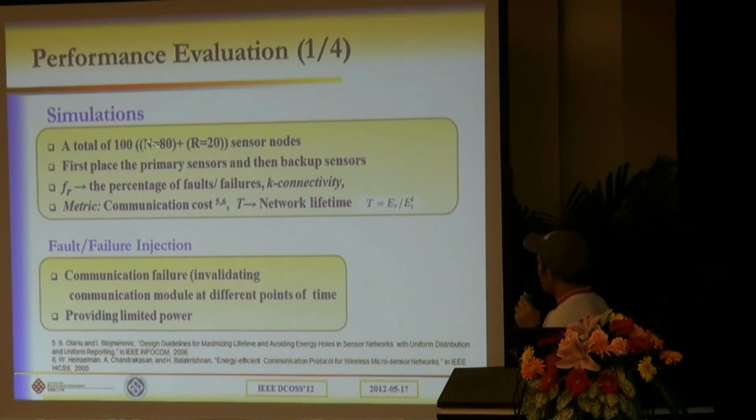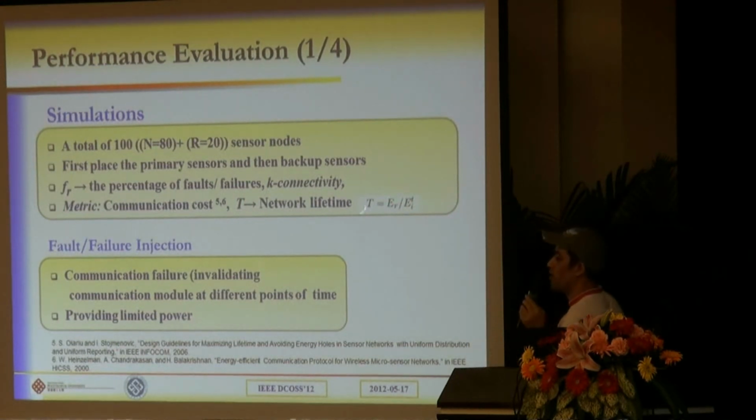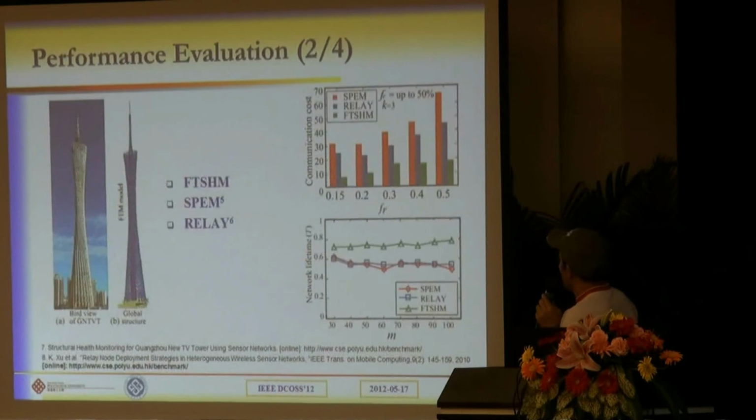Here we use 100 sensors. We consider N primary sensors and R backup sensors. So first we place these sensors, then we find some near optimal locations for the backup sensors. We calculate network lifetime and communications, and the network lifetime is calculated as the residual energy divided by the number of monitoring rounds, using some existing methods here. And this here is the SPM, an existing civil engineering method, accepted by Infocom 2010, and another generic WSN application, and this is our approach. So we compare our approach with the civil engineering approach and also the generic WSN approach.